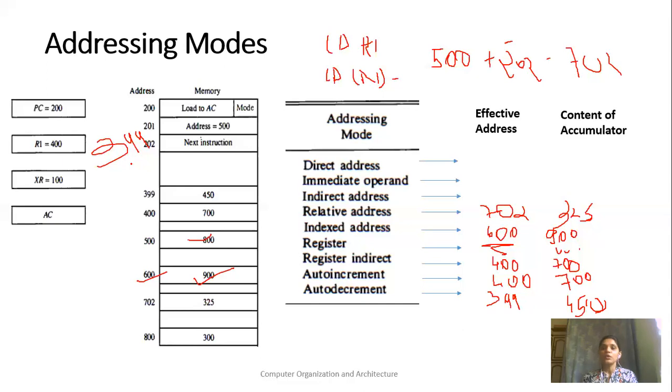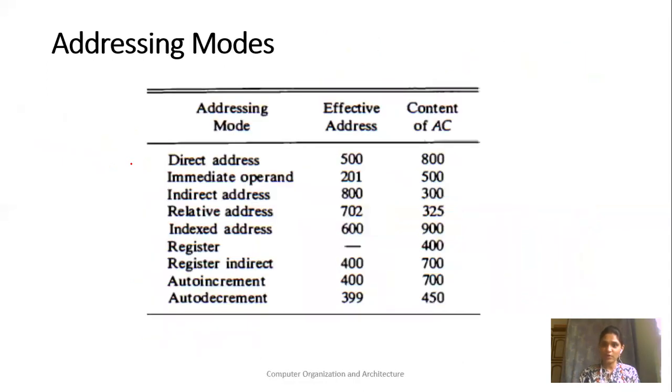Okay. So like this way you can use any addressing mode which you want to use, and by that way you will get your effective address and the content of your accumulator. To summarize this in a good handwriting, that is over here. Okay. So you can check this also.